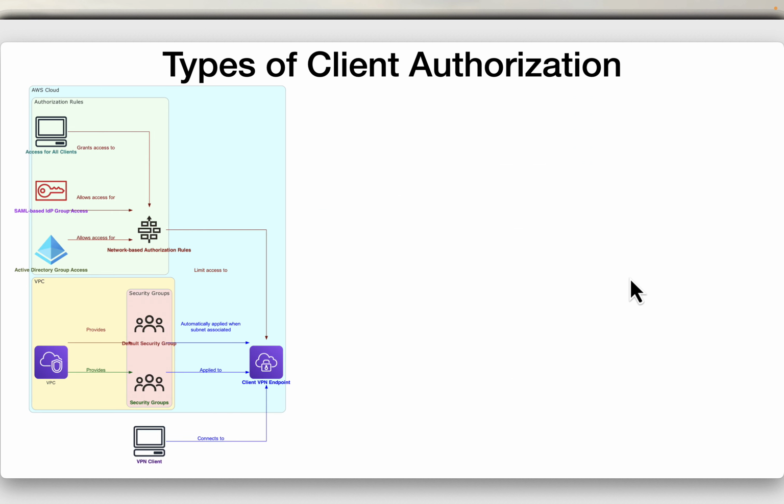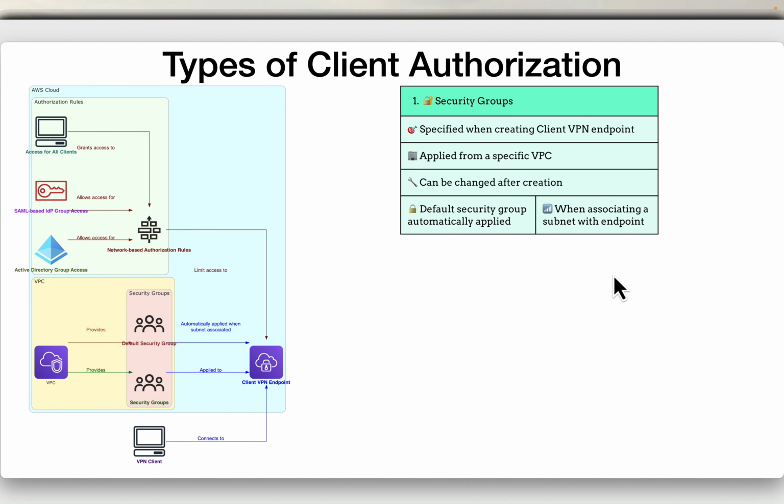Okay, types of client authorization. Client VPN supports two types of client authorization. So we saw authentication, now authorization. There are two types: one is security groups and one is network based authorization using authorization rules. First is security groups. When you create a client VPN endpoint, you can specify the security groups from a specific VPC to apply to the client VPN endpoint. When you associate a subnet with a client VPN endpoint, AWS Cloud automatically applies the VPC's default security group. You can change the security groups after you create the client VPN endpoint.